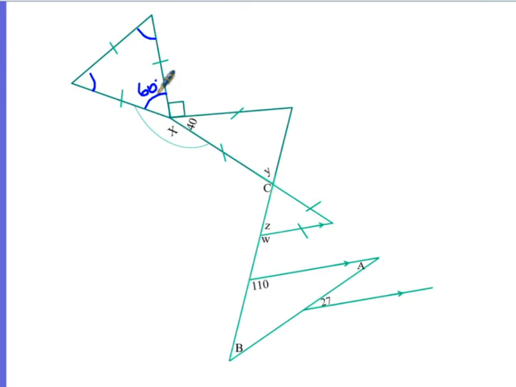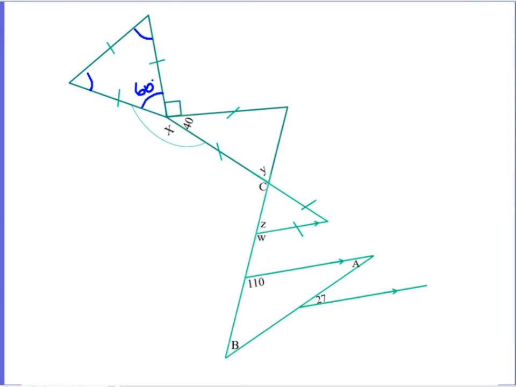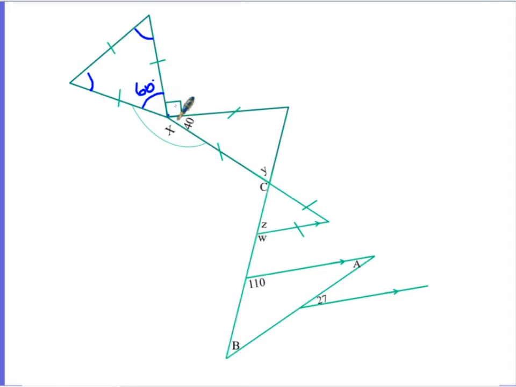We can now use that information to find x. Angles around a point equal 360 degrees. If you take this point here, then what we know is x plus 40 plus 90 plus 60 should all add up to 360 degrees. Well, 60 plus 90 plus 40 is 190, which means the remaining bit must be 170. So x is 170 degrees.